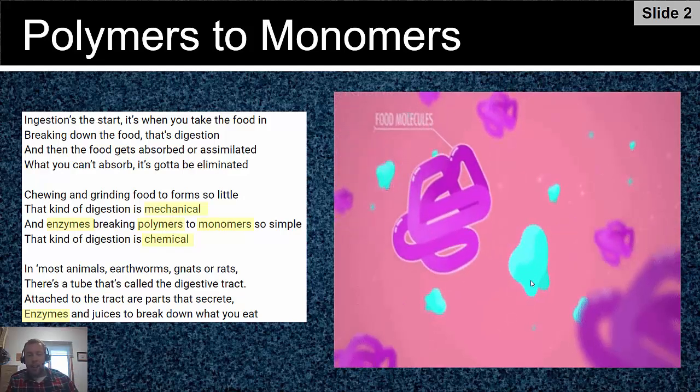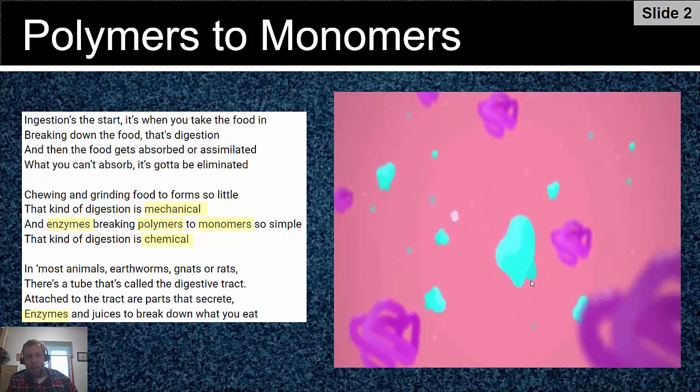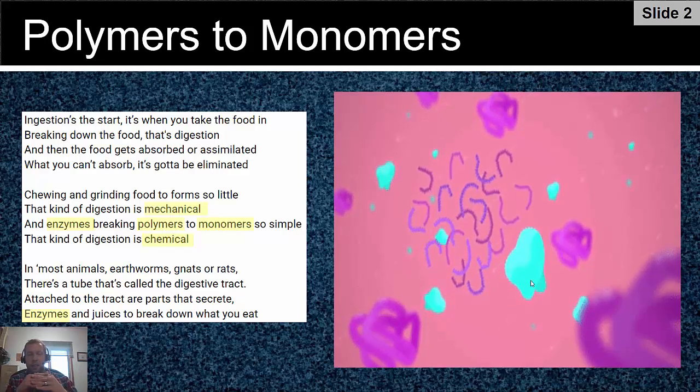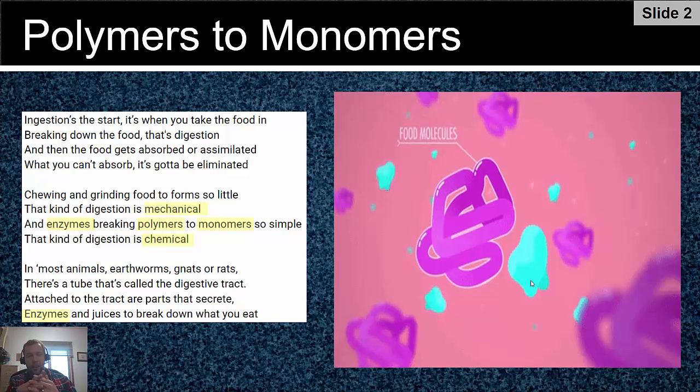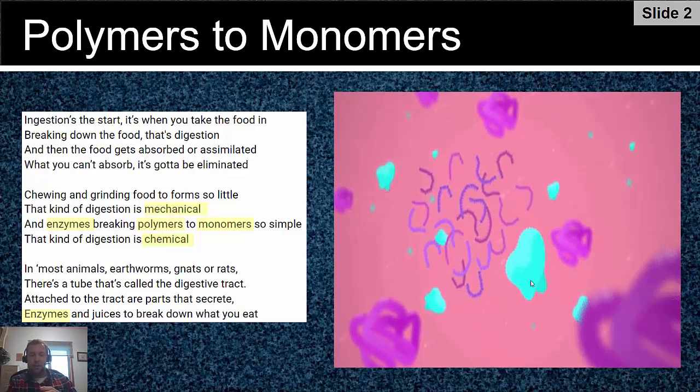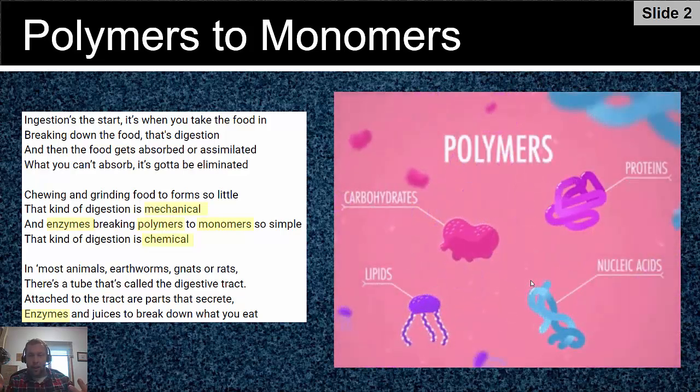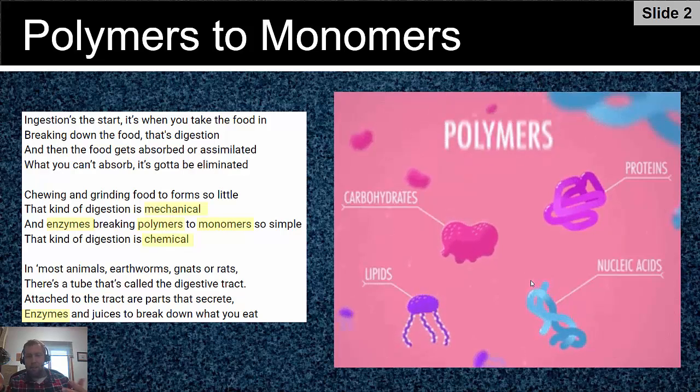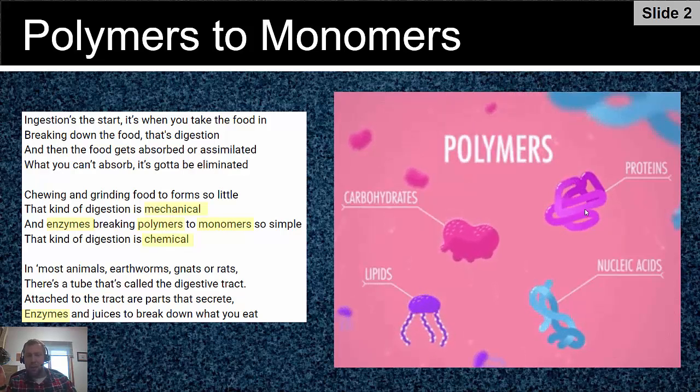But there are a lot of other enzymes in your stomach and intestines that can break down these polymers, these large molecules, into small molecules. Just to give you some ideas of what polymers are: protein, which we saw before, is a polymer, a larger molecule.